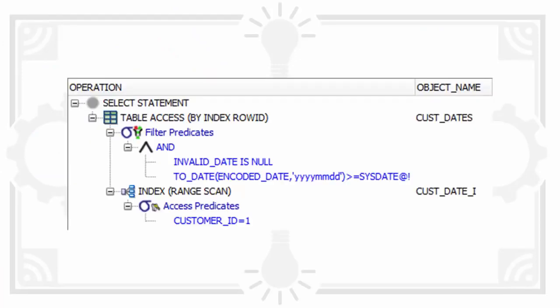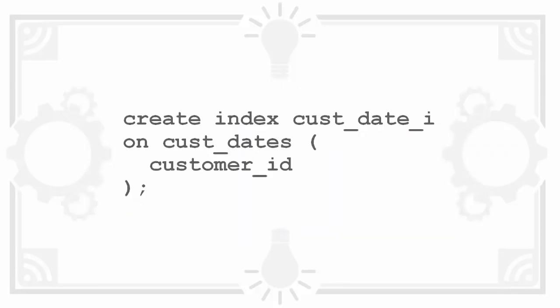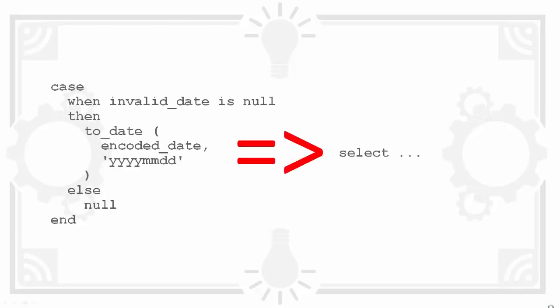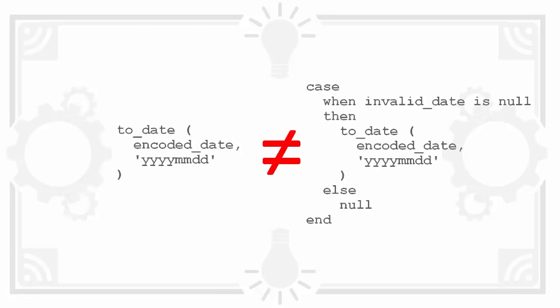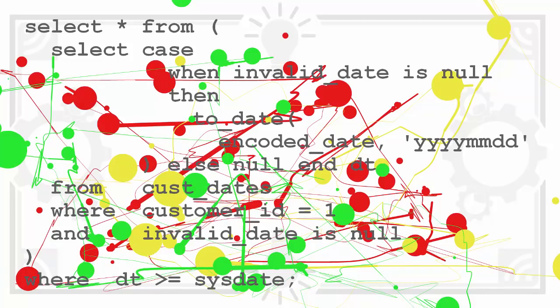But there's a problem with this method. Looking at the plan, we can see Oracle isn't filtering the dates in the index. So we may as well have created it just on customer ID. For Oracle to use functions in an index, the expression in the index must appear in the query. This isn't the case here. To use the full index, we need to change the query like so. This works. The query is messy. It'd be nice if there was a tidier way to write this.